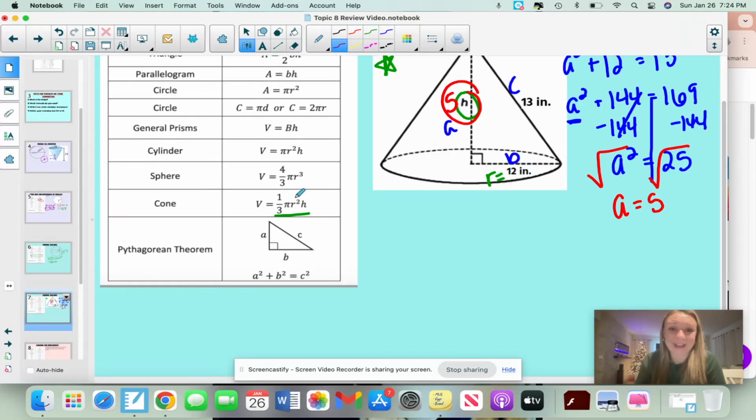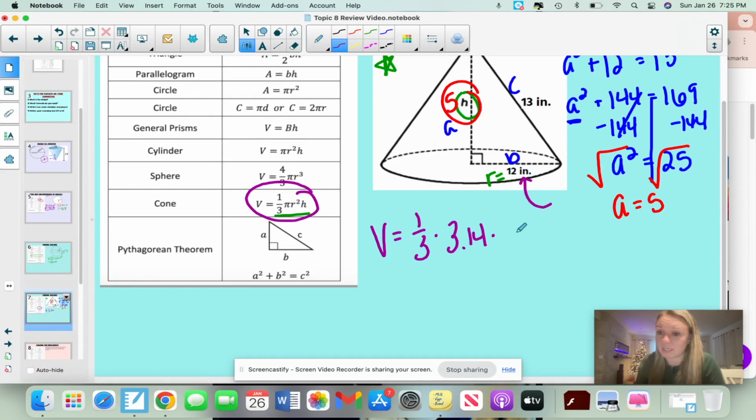Okay, so here is my cone volume formula. So V equals 1/3 times, let's use 3.14, times R squared. When I'm looking at my cone, my radius is 12. So times 12 squared times my height, which you just found out was 5. I feel like we've done this cone 100 times. I'm so sorry. So in my calculator, I'm doing 1/3 times 3.14 times 12 squared times 5. And your calculator gives you a nice number. So it is time to jump up and down and be happy.